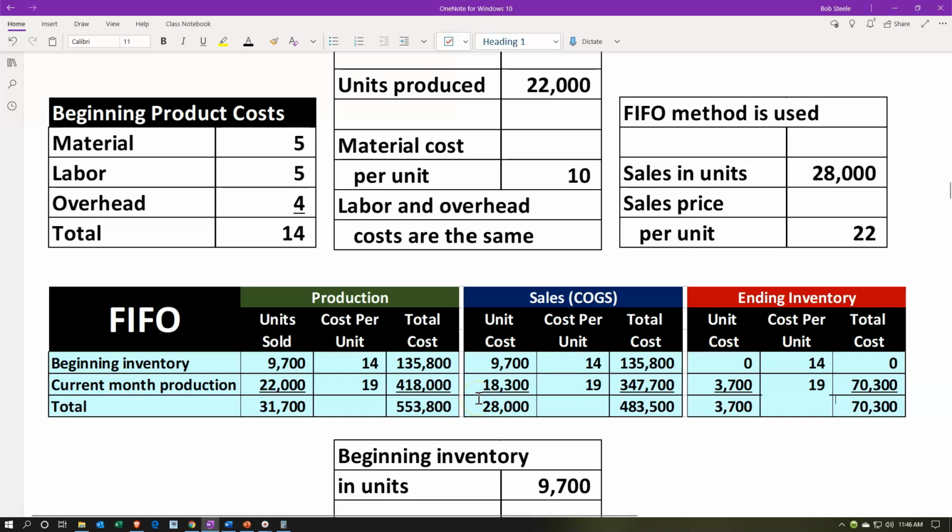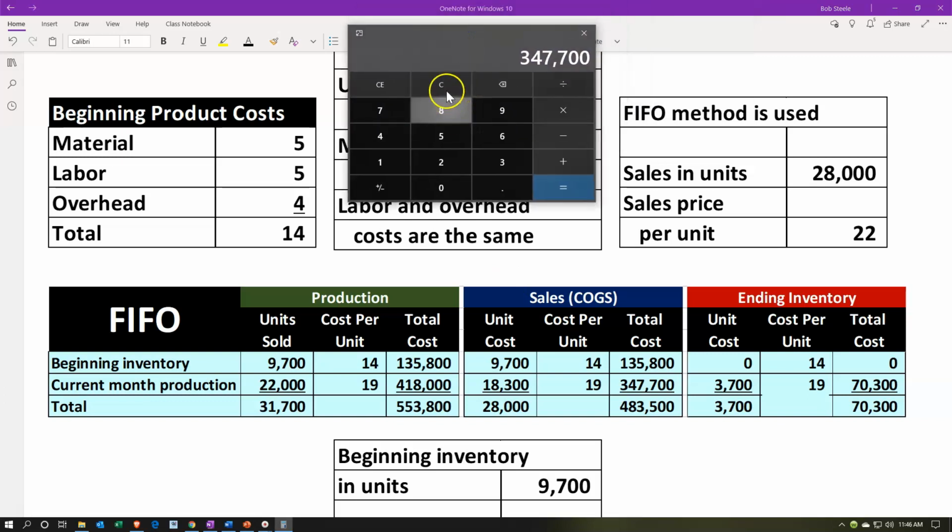If they ask you for the ending inventory, you can count backwards instead of doing it this way and subtracting out to see what is left. You can just say, okay, well, that means that we had units on hand. I mean, the total units we had were the 31,700 units, and we sold 28,000, so 31,700 minus 28,000. That means we had 3,700 left, and they're going to be the ones that came out of the later layers. The later layers are going to be the ones that are in ending inventory, and those would all be in the $19 per unit section here.